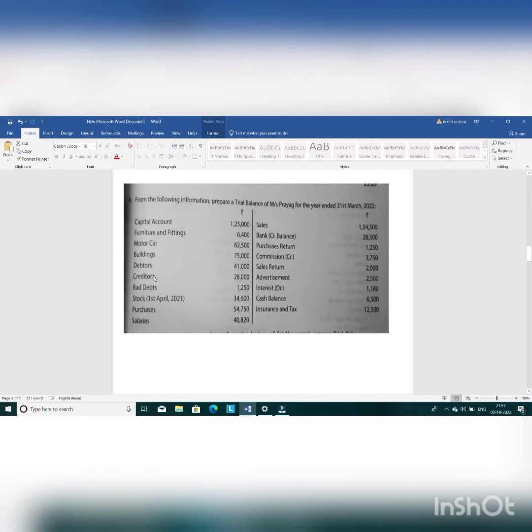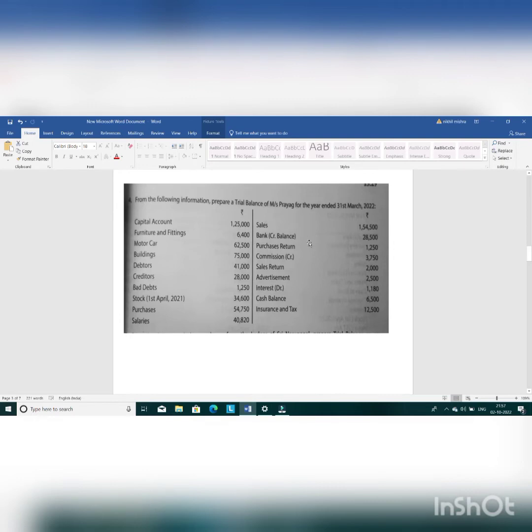Bad debt is an expense, so bad debt, debit column. Opening stock will be coming in trial balance, it will come in debit side. Opening stock, debit side. Purchase, expense, in debit column. Salaries, expense, so it will also be in debit column. Sales is an income, it will come in credit column.